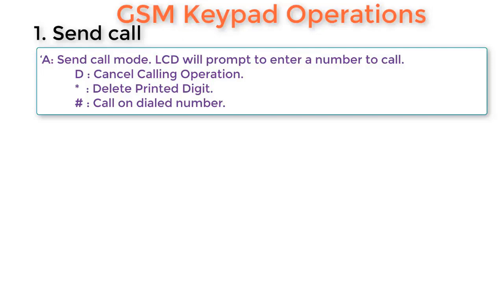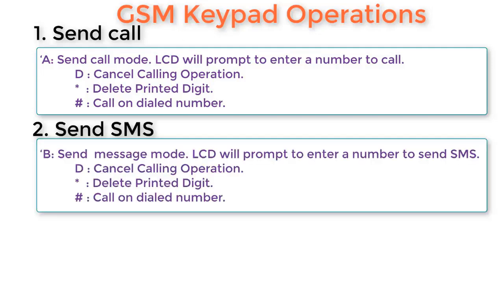Similarly, apart from the call operation, we need to send or receive SMS as well. So now let's understand how we'll be sending the SMS. For sending the SMS, you need to press the B button. D is used to cancel the calling operation. Star is used for deleting the printed number, and hash is used to call the dialed number. So you can do exactly as shown here.